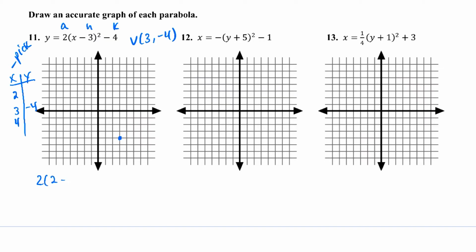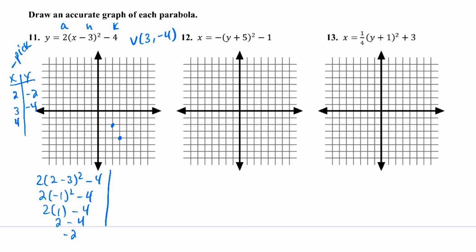So this will be 2 - 3 squared minus 4. So 2 - 3 is -1. And then -1 squared is +1. 2 times 1 is 2, and 2 - 4 is -2. So 2, -2 is that point.